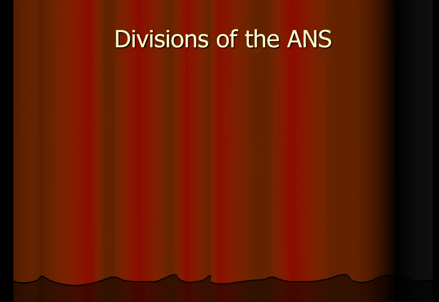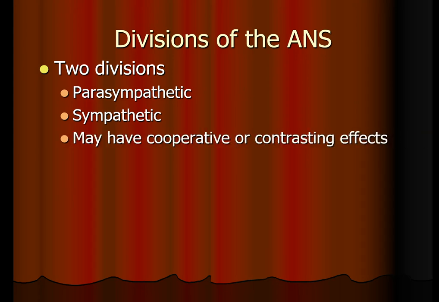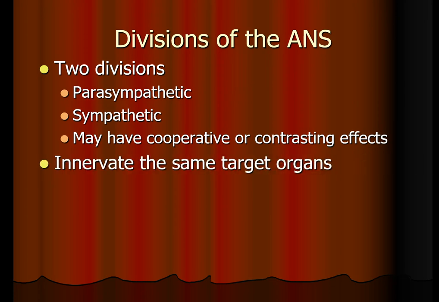Divisions of the autonomic nervous system. I'm going to guess maybe somewhere along the line you've heard of these two terms. There's two divisions. There's the parasympathetic and the sympathetic division. Sometimes these work against each other. Sometimes they'll work together. So they might have cooperative effects, or they might work in contrast to each other. One tells it to do one thing, one tells it to do the other. Sometimes they innervate the same target organs at the same time.